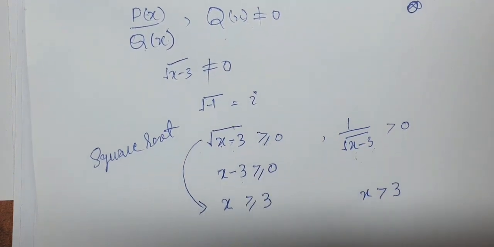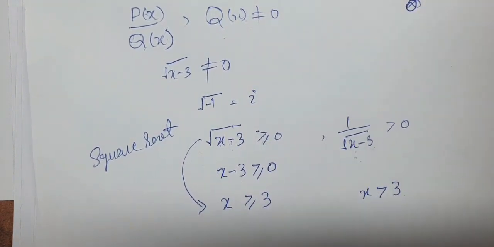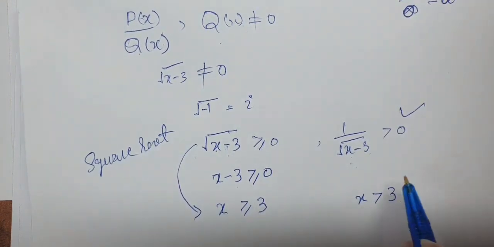And how can we write the domain of this function in interval form? Because we have this function in the question, we will consider this one, not this one.